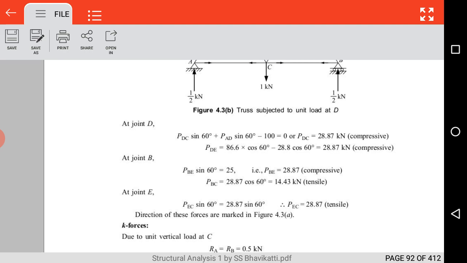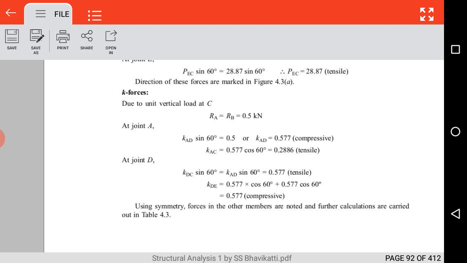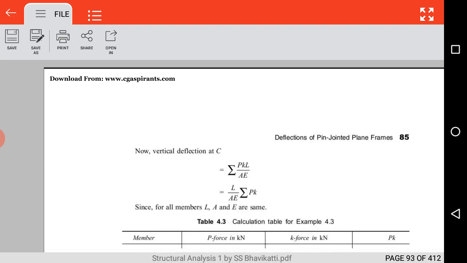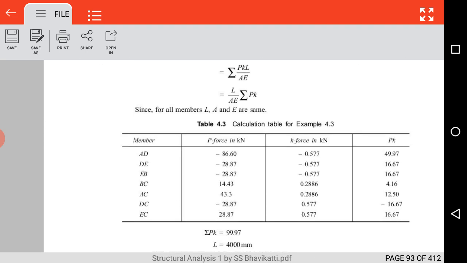Now by applying the unit load at the point C, reaction is 0.5, so the K force is found for the member AD is 0.577 and AC is 0.288. In the same way, for the joint D, it is found to be 0.577 and DE is also equal to 0.577. So values for all the members are being tabulated over here, and by using our formula, deflection equals summation of PKL upon AE.